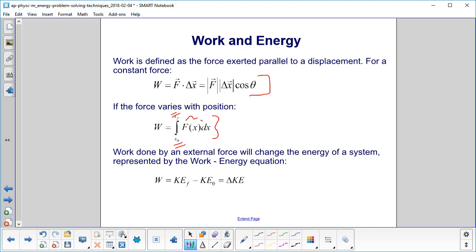Now, when you have work done by an external force, that will change the energy of a system. And we represent that by the work-energy equation, which is work equals final energy minus initial energy. And typically what we're dealing with is the kinetic energies if the potential energy stays the same.